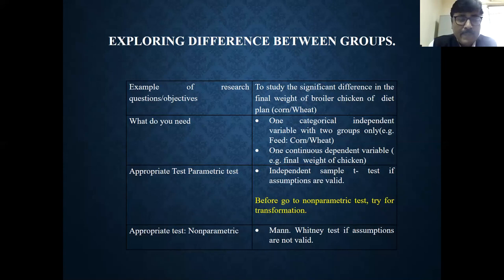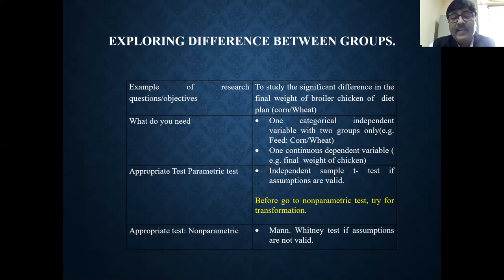Now an example of a research question or objective: study the significant difference in the final weight of broiler chicken by diet. The broiler chicken diet plan is corn. Generally, we feed corn and wheat. If you have given corn to 10 animals, the broiler chickens, is there any change in weight? Is there any significant difference between this corn diet and wheat diet? So what minimum information do we require to fulfill this research question?